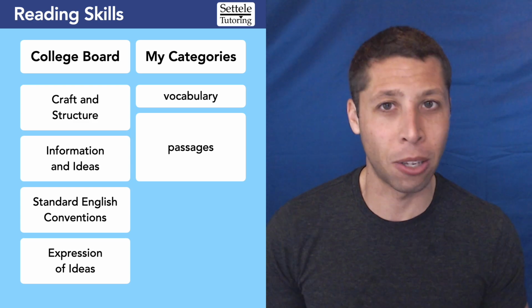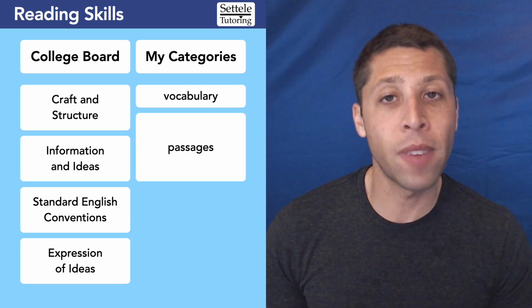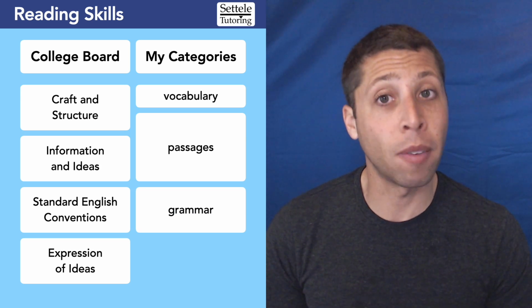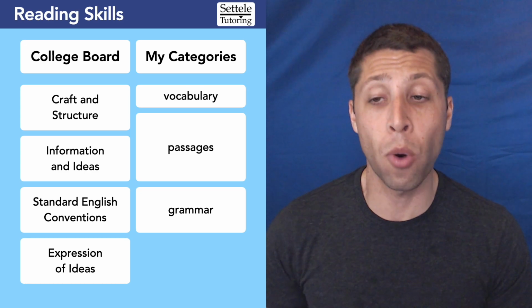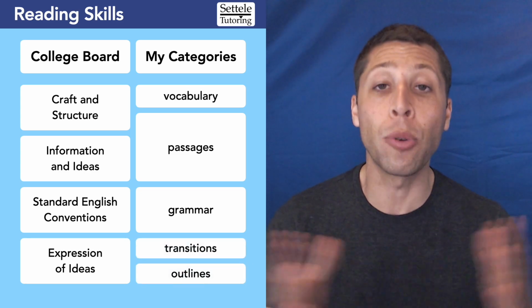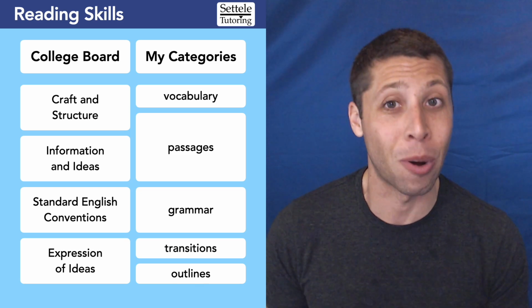Why do we need to separate those out? You need to be able to see if that's where you're struggling. Luckily, standard English conventions, that's just grammar, so that category pretty much stays intact. And then for expression of ideas, like I said, that's really two categories in one, so I broke it out so that we have transitions and outlines separately, and you can then decide where you're struggling based specifically on which of those two you're getting the questions wrong with.